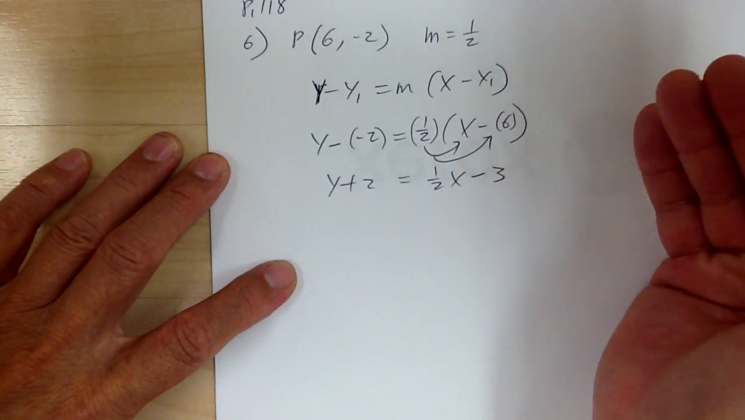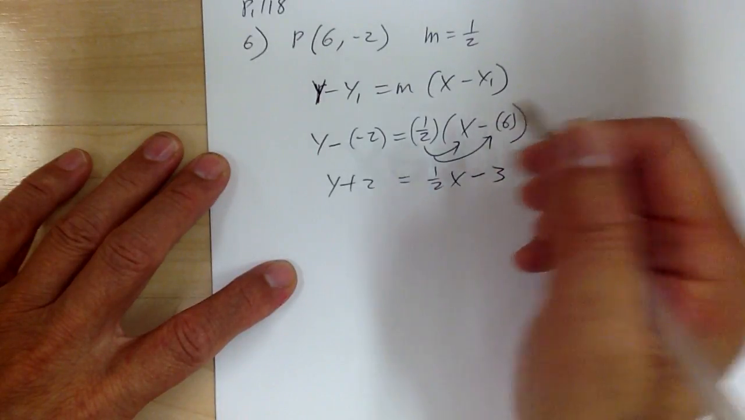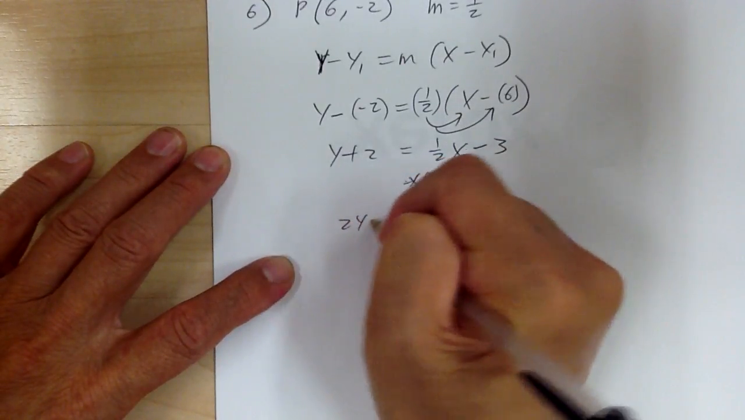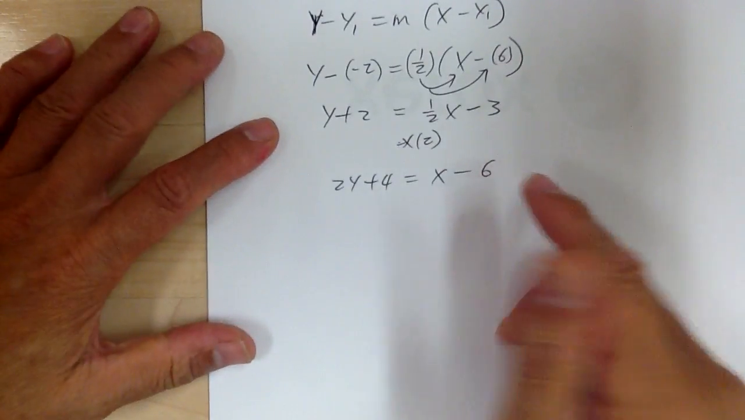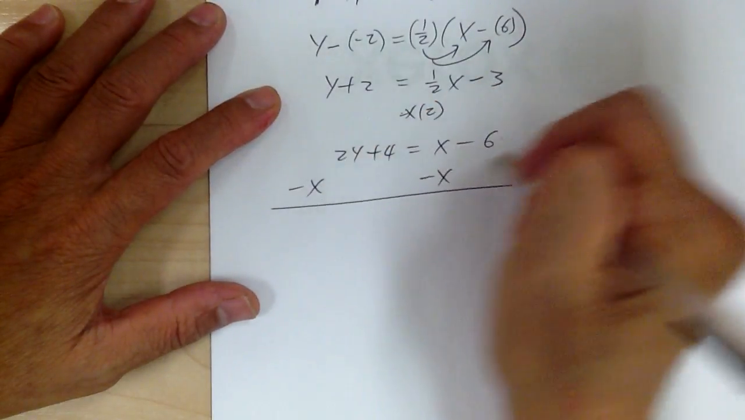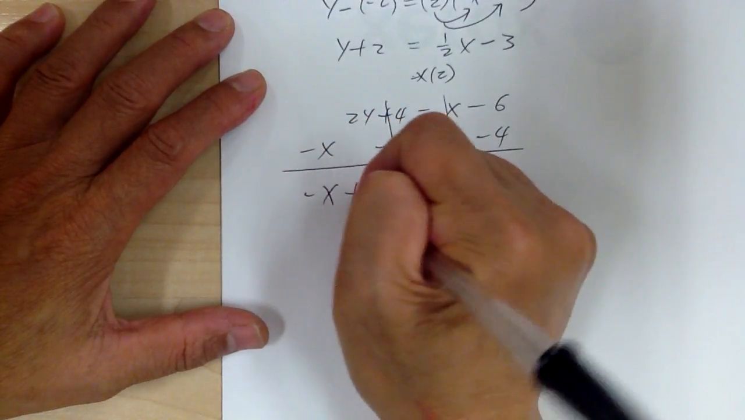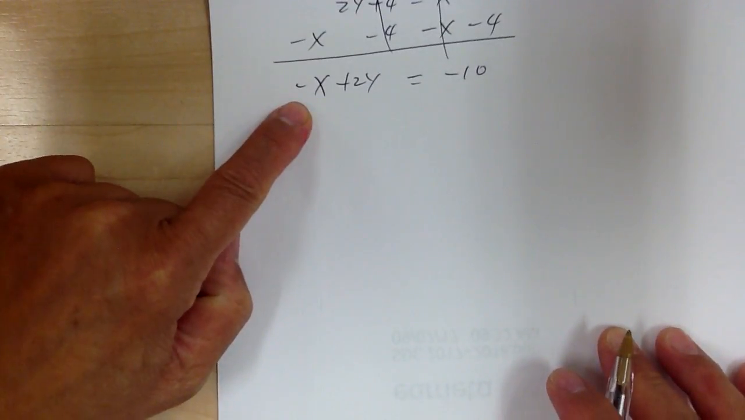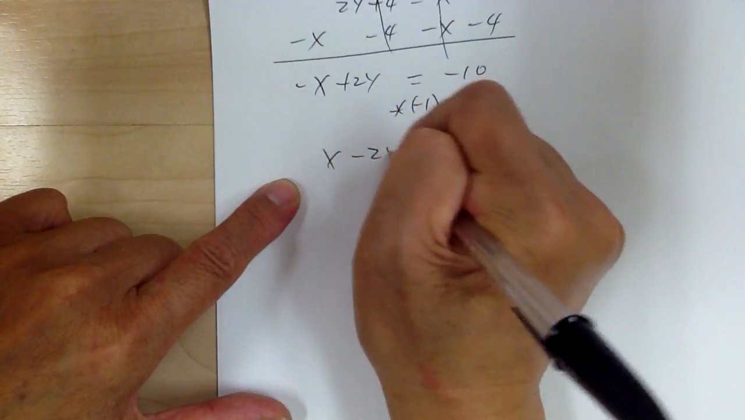So standard form would be no fractions. So I'm going to multiply everything by 2 to get rid of my fraction. So I get 2y plus 4 equal to x minus 6. Right? Make sure you multiply each part. And then I'm going to move this to that side, so minus x. And I'm going to move the number to this side, so minus 4. So I get negative x plus 2y equal to negative 10. Now for standard form, you cannot begin with a negative. So you have to multiply by negative 1. So I get x minus 2y equal to 10.